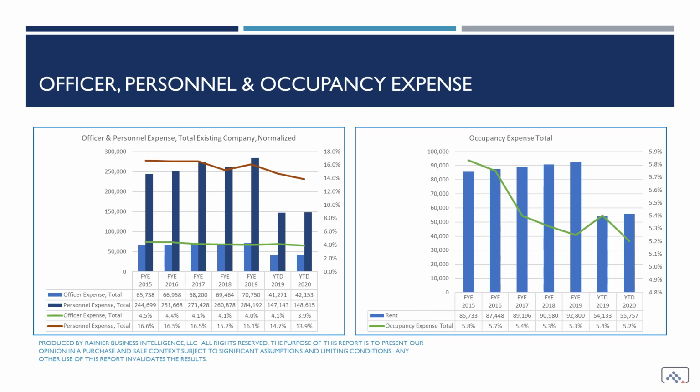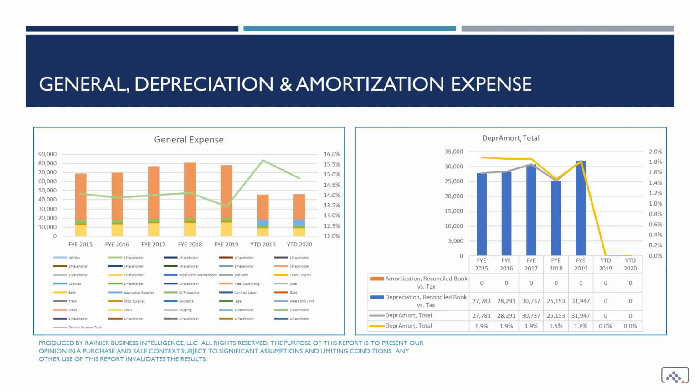Officer compensation has been normalized to market rates. Personnel expense may be a combination of salaries and wages, payroll taxes, and other costs. This may vary by accounting practice, and differences in classifications may occur between the year-to-date company-prepared statements and the fiscal year-end tax returns. Occupancy expense has been normalized to market rates. General expenses include costs not classified elsewhere.